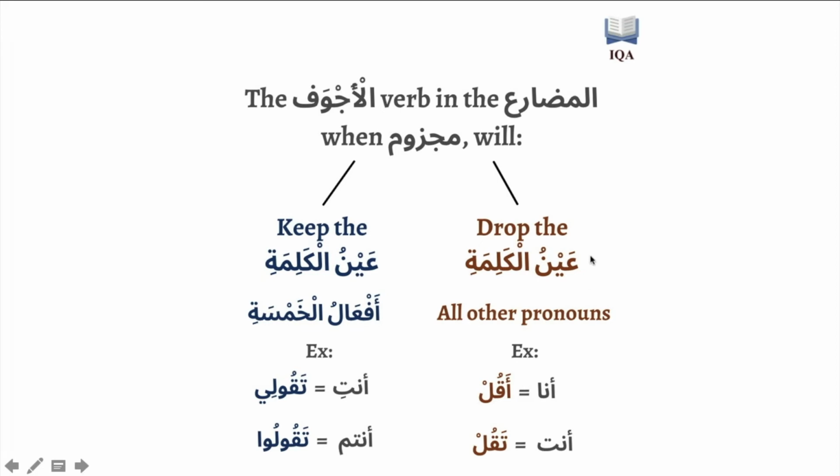Now, for all other pronouns, it's going to drop the ayn kalima. So you're going to put a sukun at the end. That's very clear. Lam aqul, for example, and lam taqul, for example. So this is the Ajwaf verb in the mudara' when it's majzoom. If it's af'al al-khamsa, it's going to keep the ayn kalima, and you're just going to drop the thubut at the end. And if it's not from af'al al-khamsa, then you're going to put a sukun at the end, and you're going to have to drop the ayn kalima because obviously there's iltiqa sakanin that happens, and I think that's fairly clear. So that is how the Ajwaf verb functions in the mudara'.